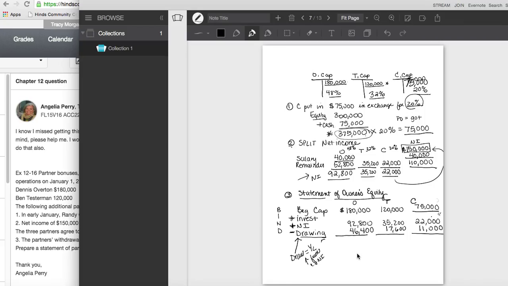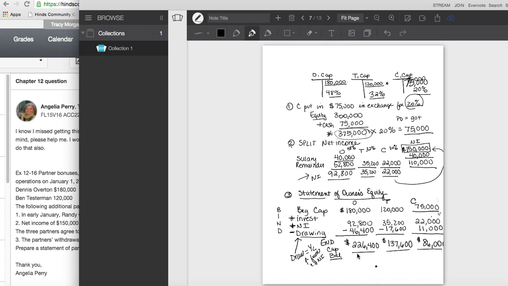And the way to figure out their ending capital balances, and that's what's going to go on the balance sheet, remember, their ending capital balance is you'll say 180,000 plus 92,800 minus 46,400 equals 226,400. Remember to subtract out drawing. The next partner, T, gets 120,000 plus 35,200 minus 17,600, which is 137,600. And the last partner, 75,000 plus 22,000, which is his share of net income, minus 11,000. Oops, typed that in wrong. That would give him 86,000, and that would be their ending capital balances.